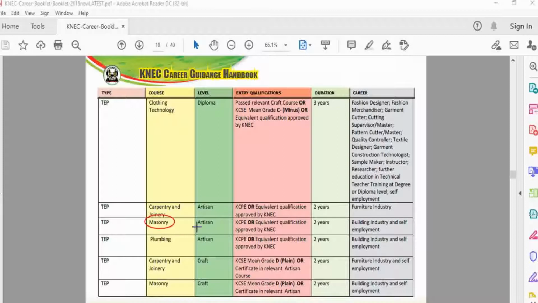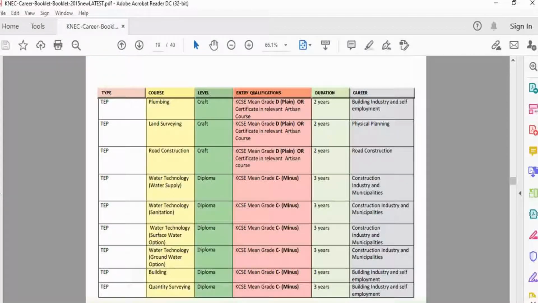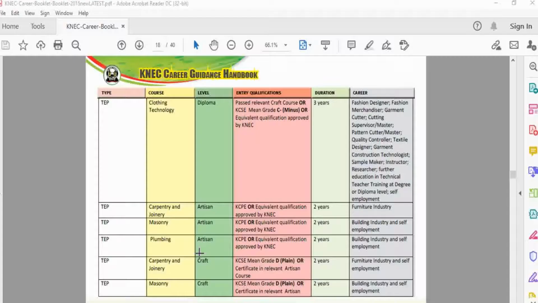Then there is masonry. It's also at artisan level, and it has similar requirements. Basically for the artisan courses, they don't have the same entry requirement across the board as for all engineering courses. That is the building and construction and civil engineering, mechanical engineering, and electrical engineering. But for artisan courses, they are usually TEP. That is, the student will stay in the institution for the entire duration before sitting for the national examination.